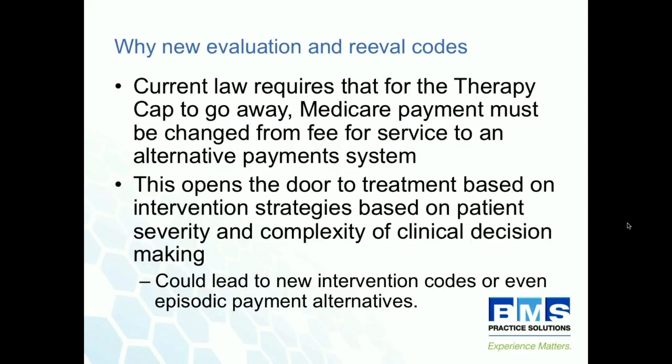But the new evaluation and reevaluation codes basically open the door to treatment based on intervention strategies that are based on patient severity and the complexity of clinical decision-making. This will open the door to either new intervention codes that take severity and complexity into account, or possibly even episodic payment alternatives, which would be something like outpatient DRGs, but that remains to be seen what will happen.